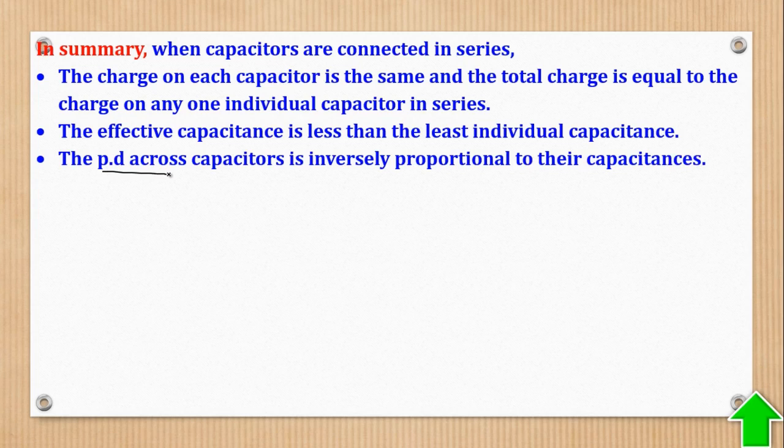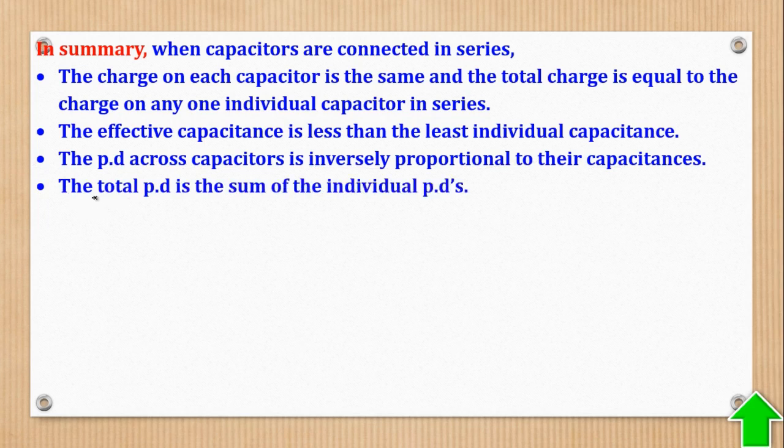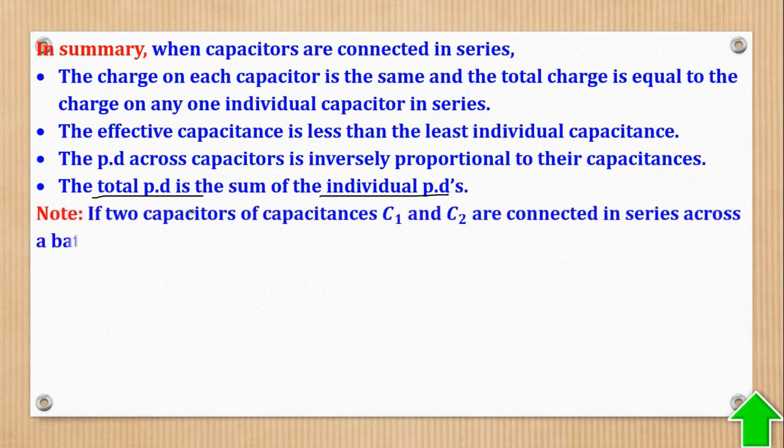Then three, the PD across capacitors is inversely proportional to their capacitances. We have already seen that V is Q over C, meaning that they are inversely proportional. Then the total PD is the sum of the individual PDs. So that is the summary. Then, like I told you, there's a special case if there are 2 capacitors in series.